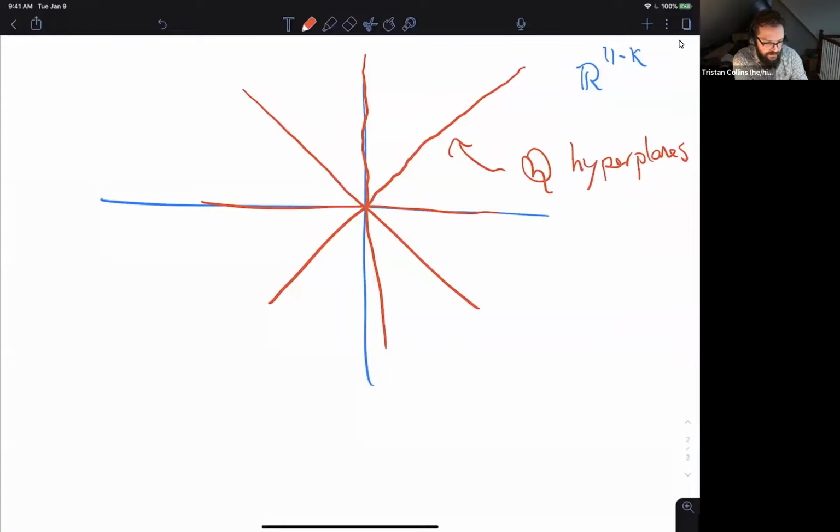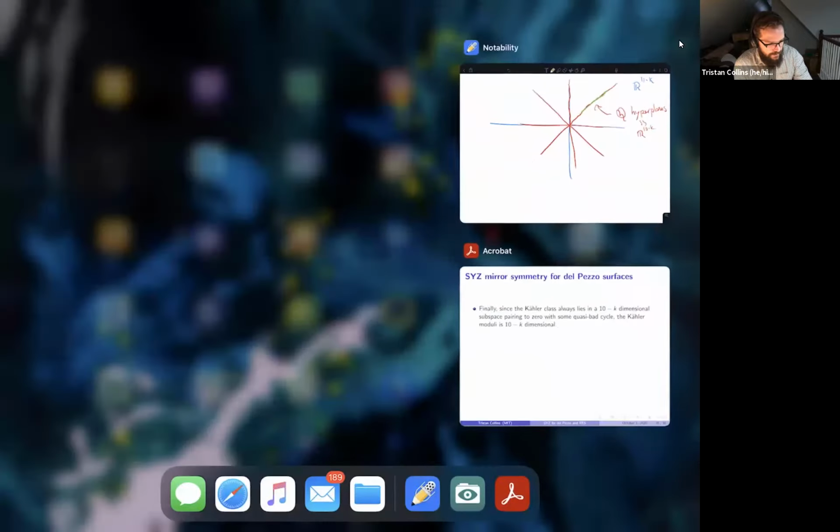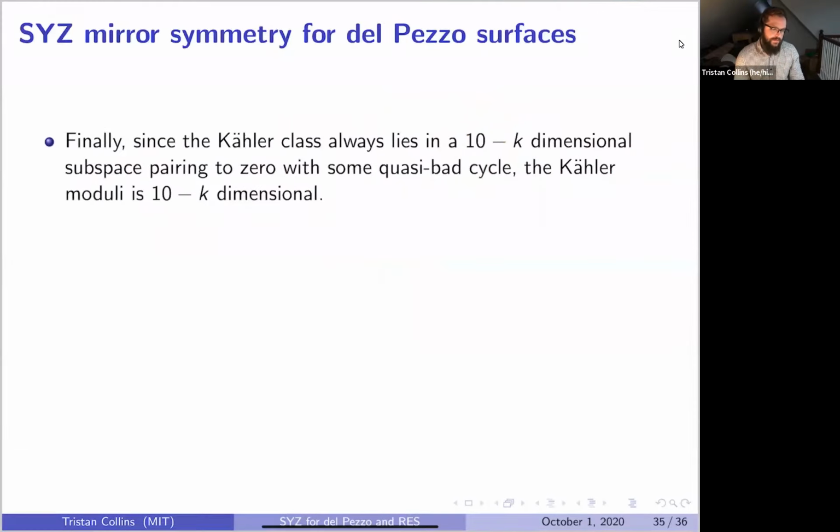Which are each 10 minus k, and each one of these is going to be the image of this mirror map. So the Kähler moduli will lie in one of these hyperplanes given a choice of alpha and beta. So you have these many disjoint hyperplanes all intersecting, or at least open subsets of hyperplanes, which form the Kähler moduli. And so that tells you that the Kähler moduli is 10 minus k dimensional.